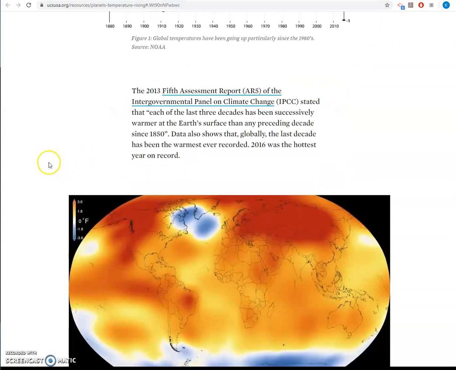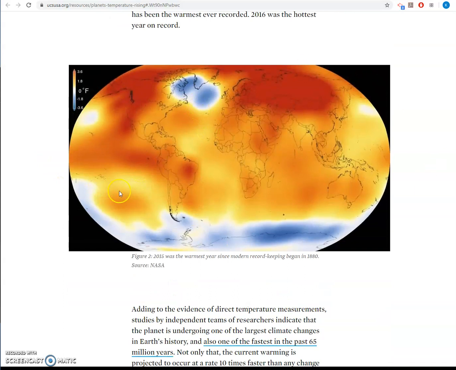Okay, so here again is a picture of 2015. This is showing the global average temperature anomaly. That's like a stopped version of that video from your first source.